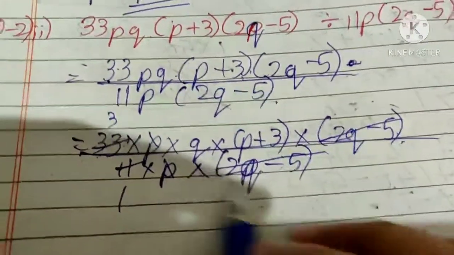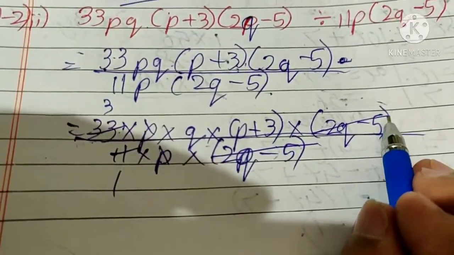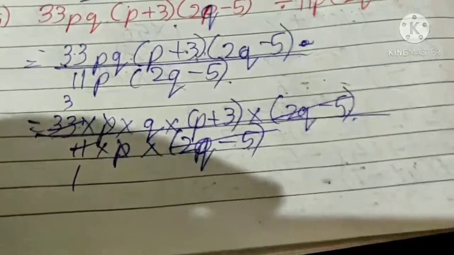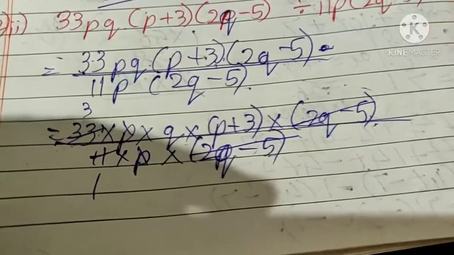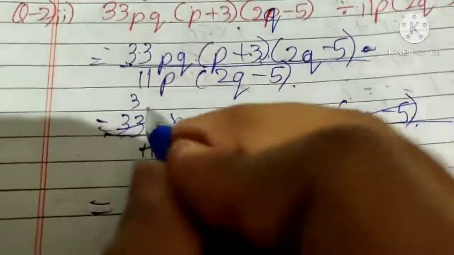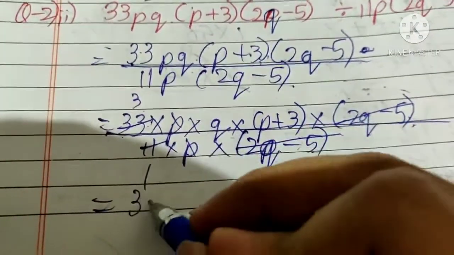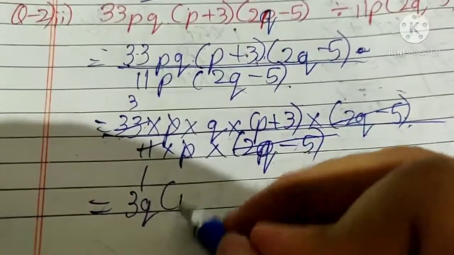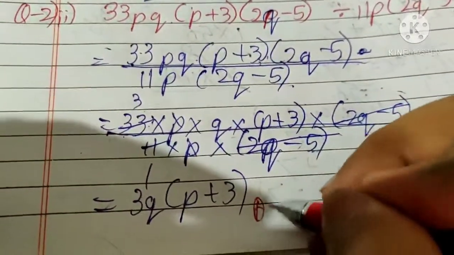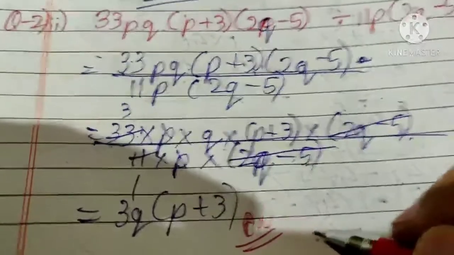Okay, as it is totally the same, this whole factor will be cut off, not 2, not Q, not 5, but as a whole 2P, 2Q minus 5. Is any other thing common? No. So we are left with 3 and a Q and P plus 3. So this is our answer in this question.